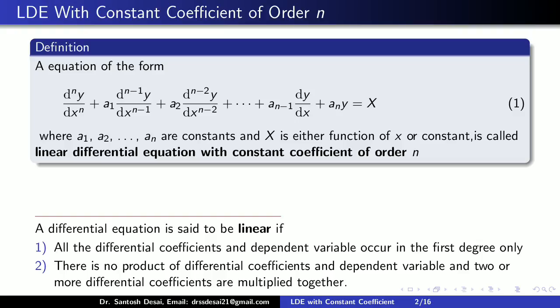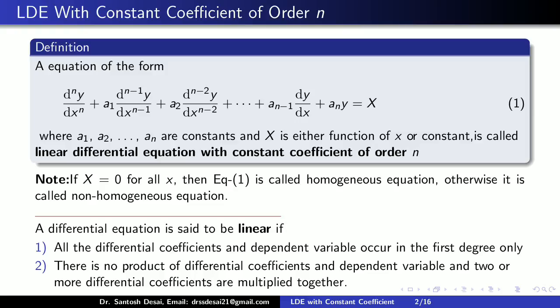Now here in the RHS, if X is equal to 0 for all values of x, then equation 1 is called homogeneous. Otherwise, it is called non-homogeneous equation.